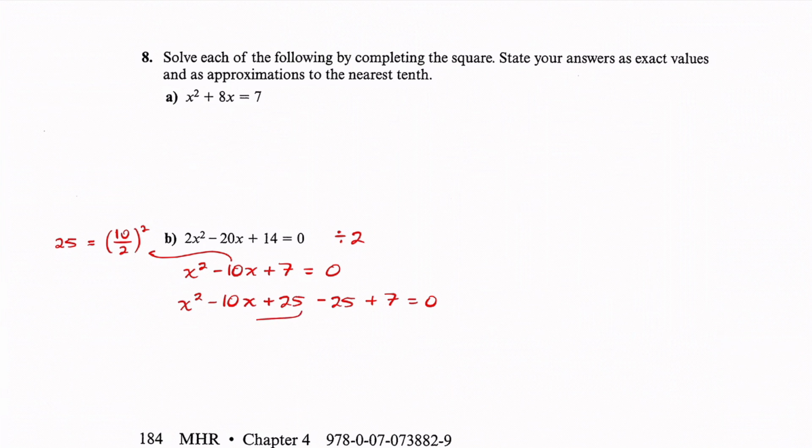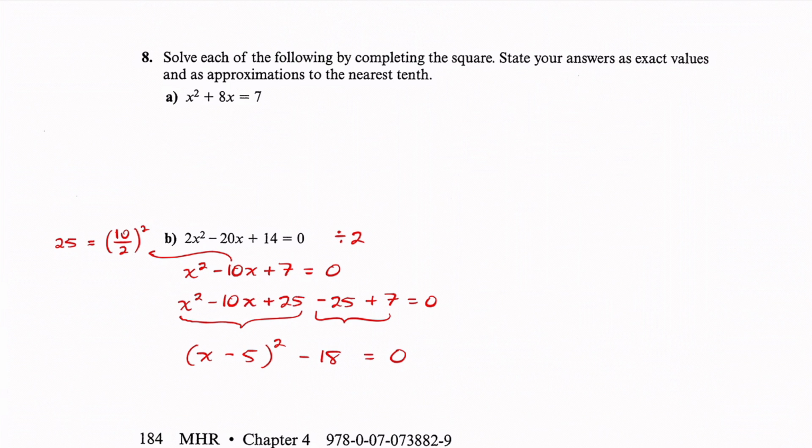Now these first three terms, those are a perfect trinomial square, and to factor it, the x comes down, the minus comes down, and then when the 10 comes down, it just gets divided by 2. So we get 5, and then we throw that in brackets and square it. These two numbers here I can put together, so minus 25 plus 7, that is going to equal -18. And then we got equals 0.